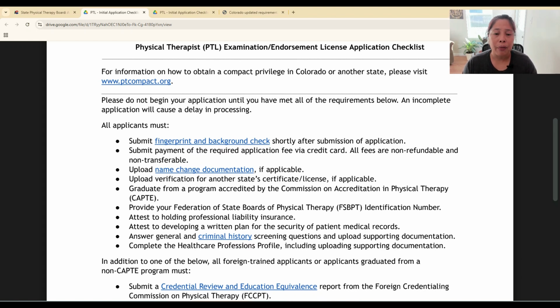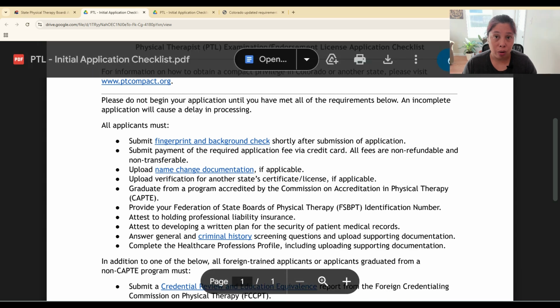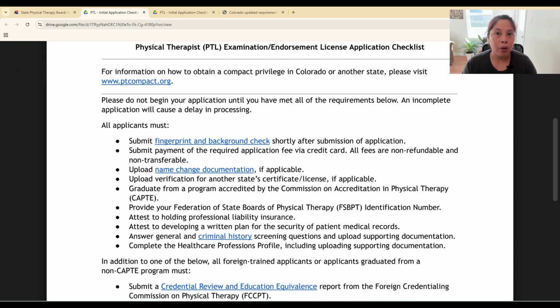Provide your FSBPT identification number. So before you apply to Colorado, you have to make an online account with the FSBPT website. It is free. Once you make an online account, you will be given an identification number for FSBPT purposes, okay? Attest to holding professional liability insurance.